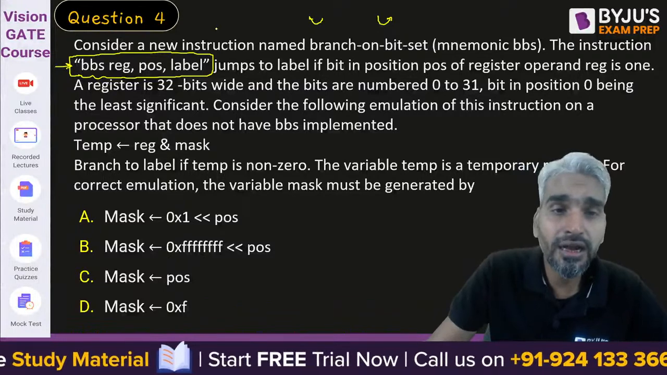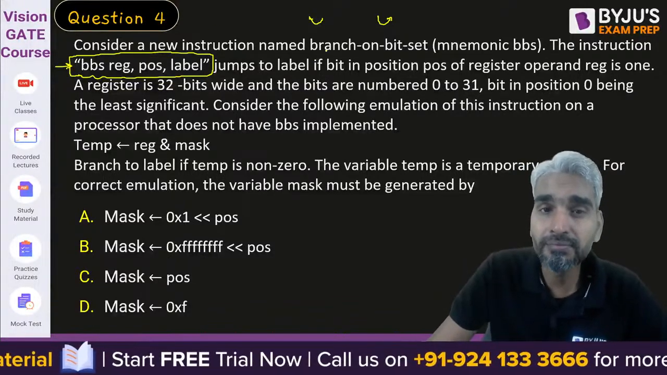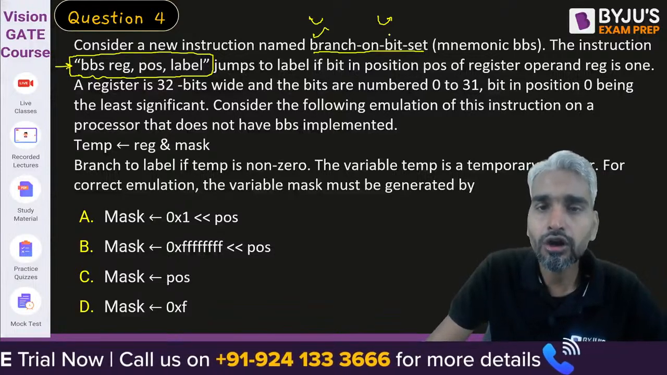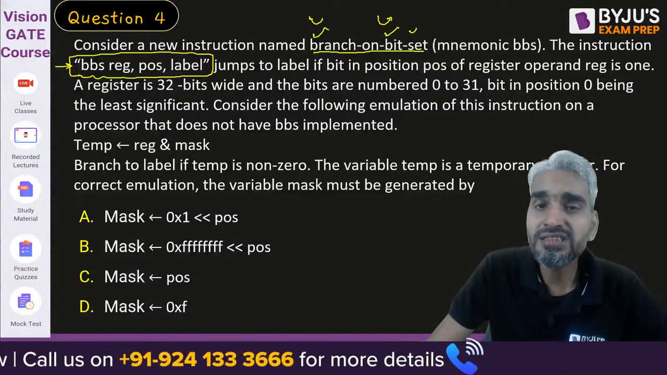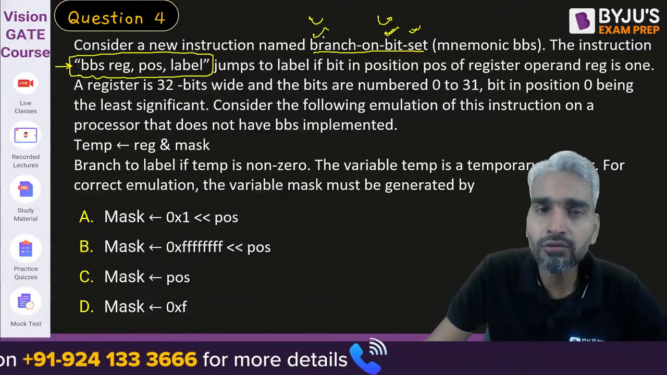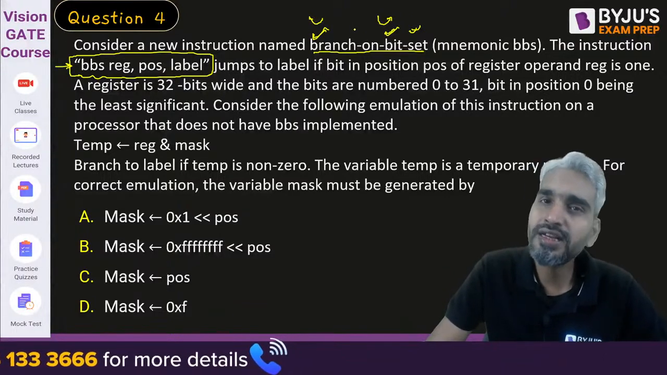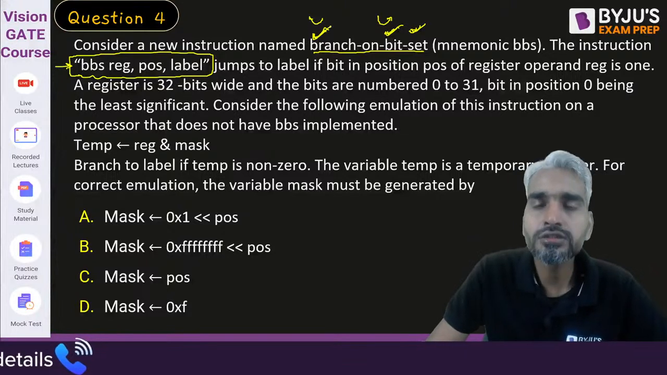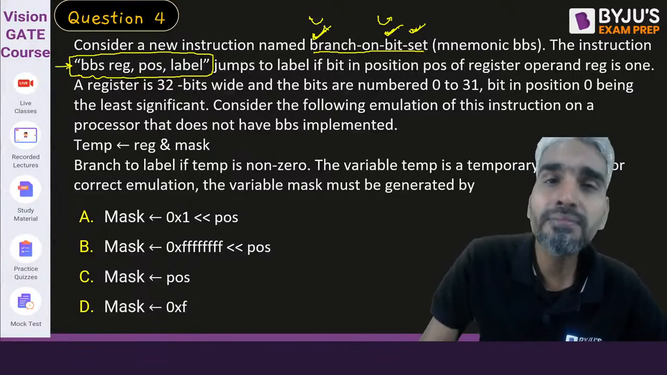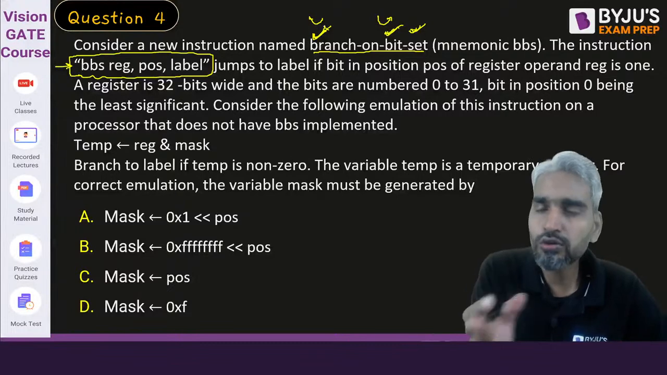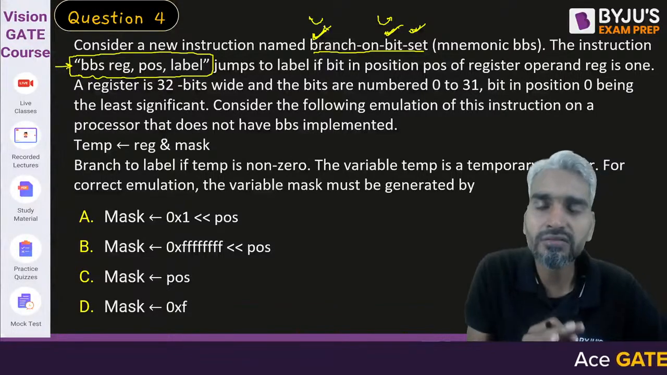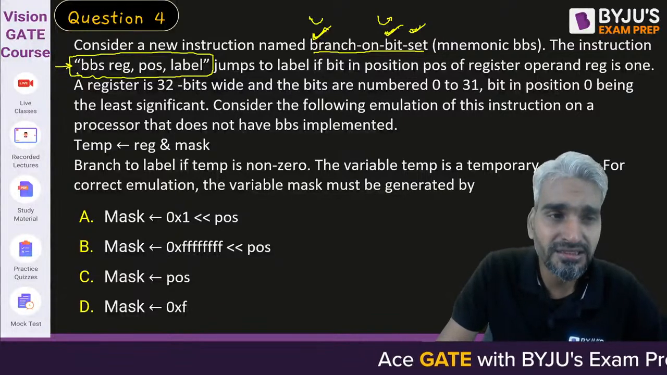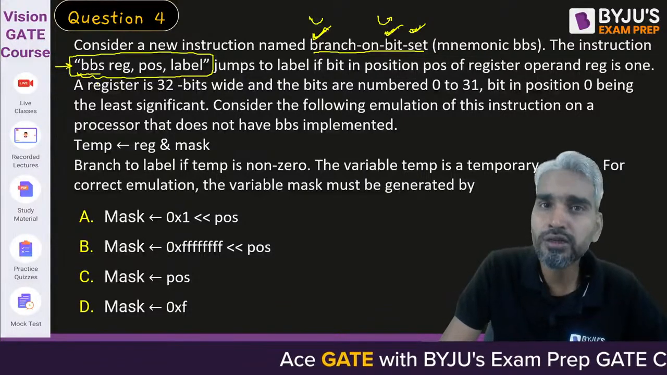So consider a new instruction named branch on bit set, BBS. It means if a particular bit is set, then you will branch to the target address. This is the meaning of this instruction, right? We don't know this. The definition of this instruction is given in the question itself. The instruction BBS, branch on bit set. So which particular bit should be set?